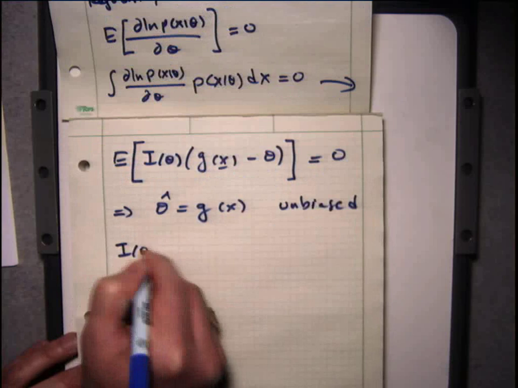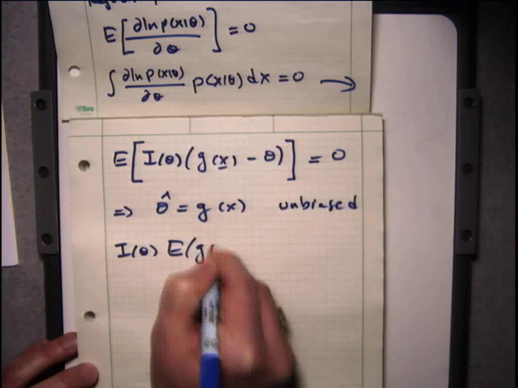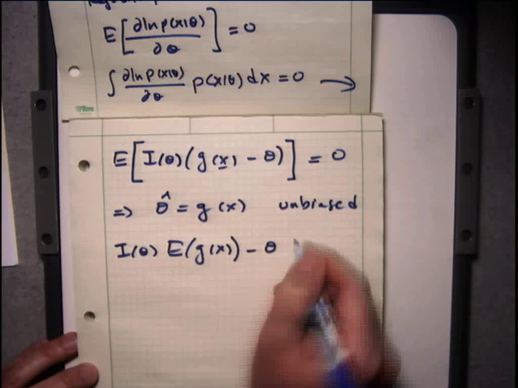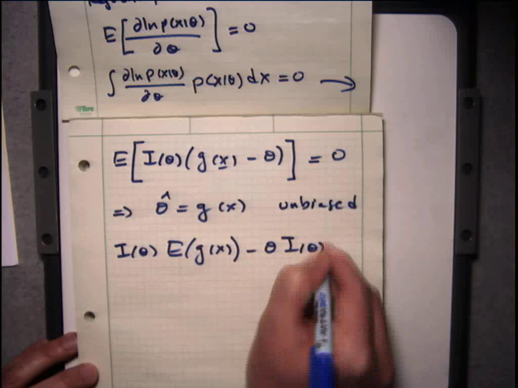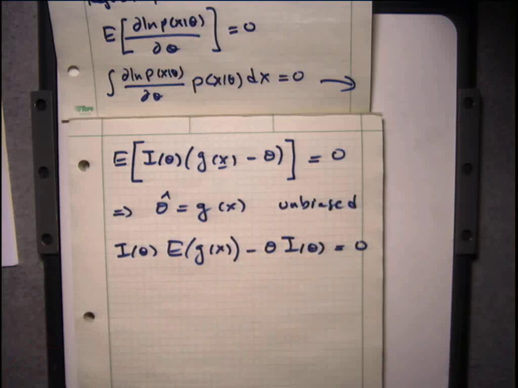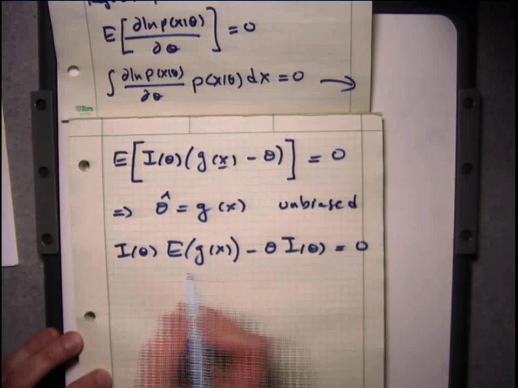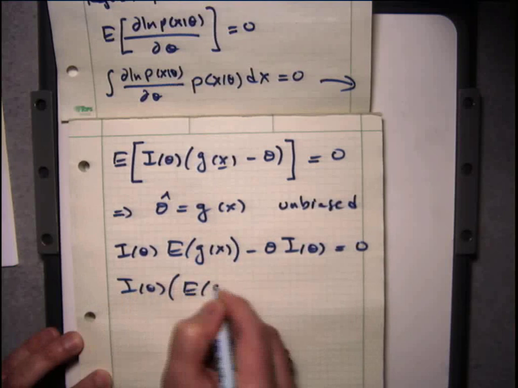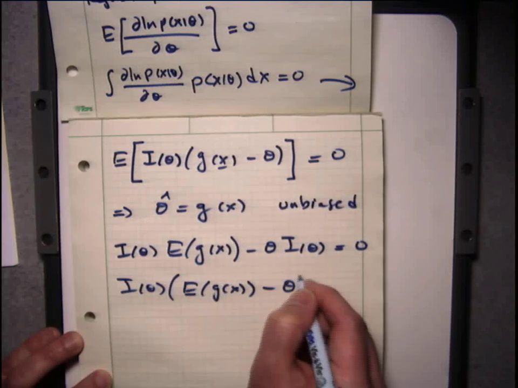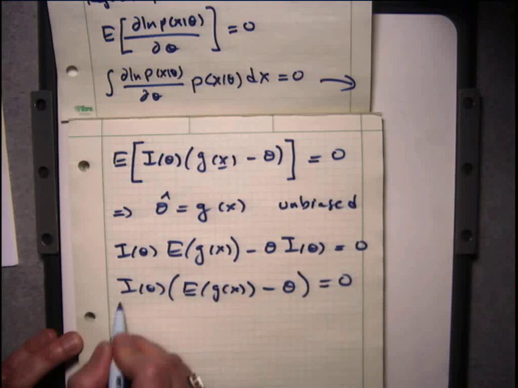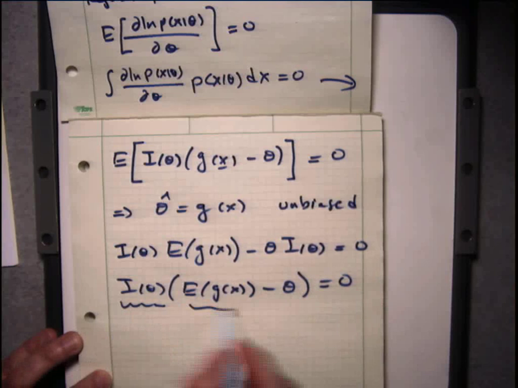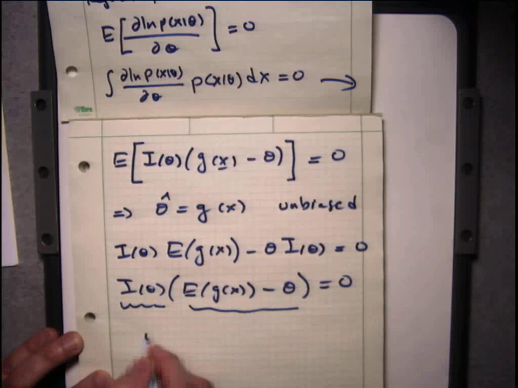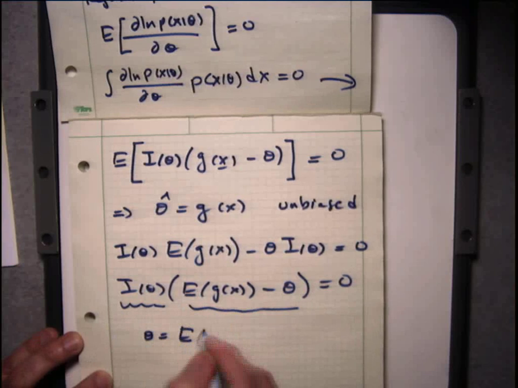I of theta times expected value of g of x minus theta times I of theta is equal to 0. Okay? So this is fine, right? All right, so what this means is, if I can factor an I of theta from this, expected value of g of x minus theta is equal to 0. Presumably this part is not equal to 0. This is the Fisher information, so this has to be 0. Okay? So theta is equal to expected value of g of x, which is theta hat.